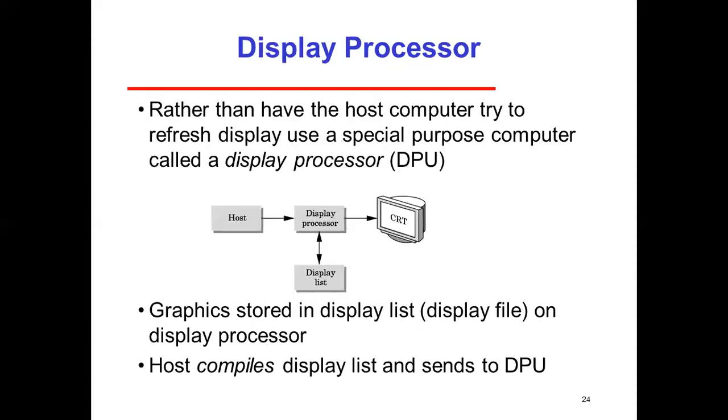What is the display processor? Rather than have the host computer try to refresh the display, use a special purpose computer called the display processor (DPU). In the block diagram you can see the host and then the display processor. There is a display list stored here, and there is mutual communication between the display processor and the display list, and ultimately we get the output on the monitor. Graphics is stored in the display list, that is called the display file, on the display processor. The host compiles the display list and sends it to the DPU. What is the DPU? Display processor unit.